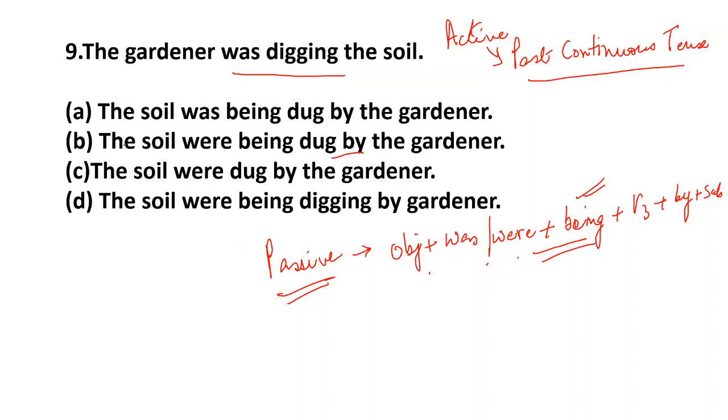The soil was being dug. Now you see the answer is very clear. This is the object. The soil becomes the object. Was is there. Being is there. This is in the past continuous tense. Then V3 is there. Then the by, then the subject. Very clear? Next.